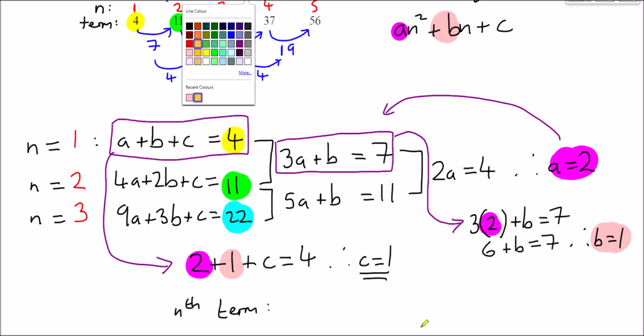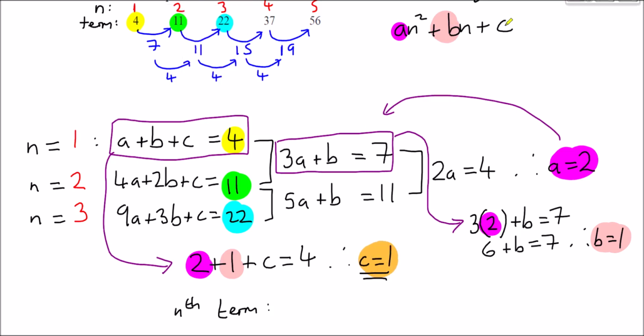So putting these values in, we have an squared is 2n squared, because A is 2. Bn becomes just 1 times n, because B is 1. 1 times n is just n. And C is 1, so plus C, we just write plus 1. And that's it, we're done. So the nth term for this quadratic is 2n squared plus n plus 1.